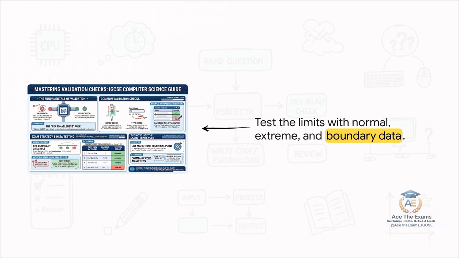The boundary data rule makes this super clear. 99 is exactly on the edge of the accepted range, making it accepted boundary data. 100 is immediately outside the accepted limit, making it rejected boundary data. Testing the very edge of your logic is exactly what examiners are looking for.